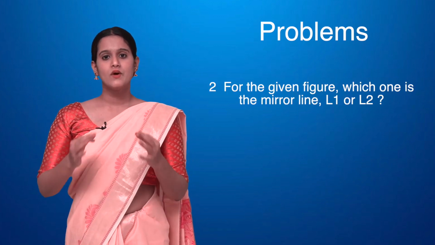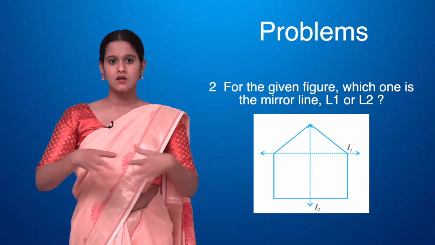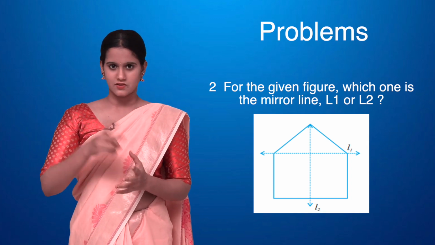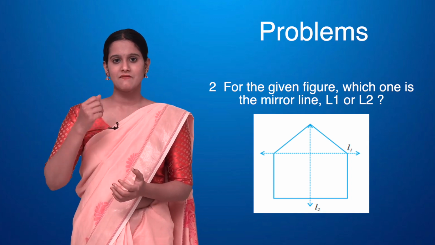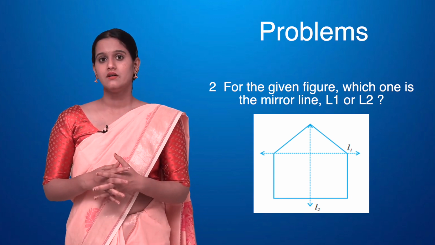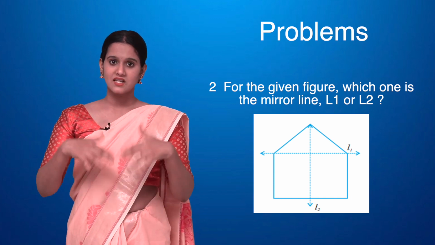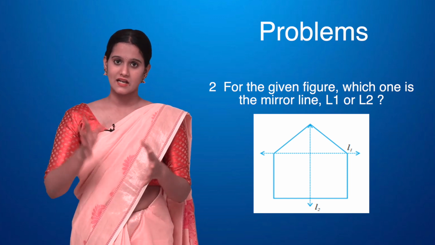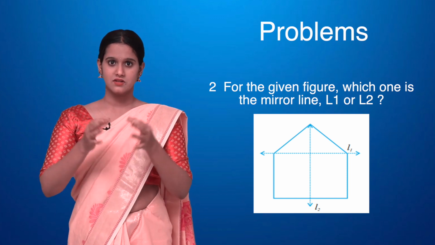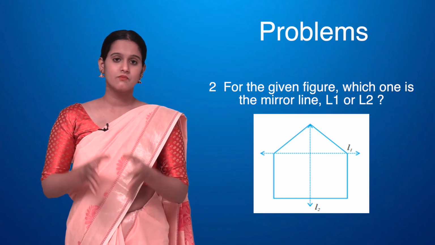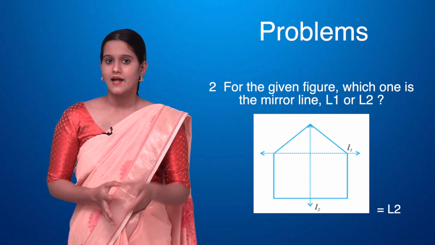Okay, so let's see the next question, which is: for the given figure, which one is a mirror line? See, in this figure, there is the form of a house, right? So there is a triangle and a square down. There are two lines, L1 and L2. If I look at L1, it is not a mirror image, or it does not form a symmetry. Why? If I fold, the other half would not be the same. But if I consider the L2 line, it is a line of symmetry. If I fold this diagram now, I can say both halves will be the same. It will be equal. They will be mirror images of each other. So L2 is the answer here.